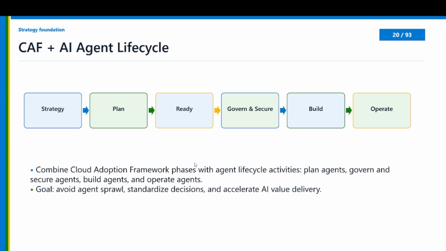So combining cloud adoption framework phases with agent lifecycle activities: plan agents, govern and secure agents, build agents, deploy agents, and operate agents. So cloud adoption combines with the agent lifecycle in this flow, and you can also adopt this flow as an AI solution architect. Of course, you should also have knowledge of Azure Cloud. Very, very important. So the goal is to avoid agent sprawl, standardize decisions, and accelerate AI value delivery. AI is best operated, is best useful when it is deployed on cloud, not on-prem.